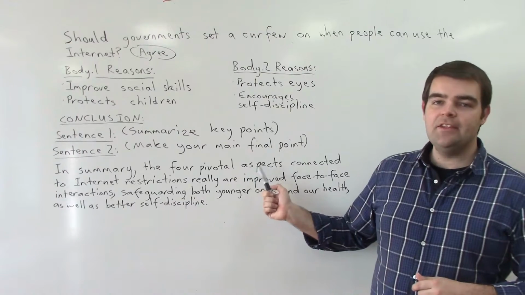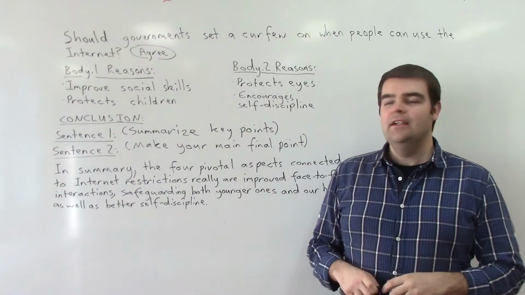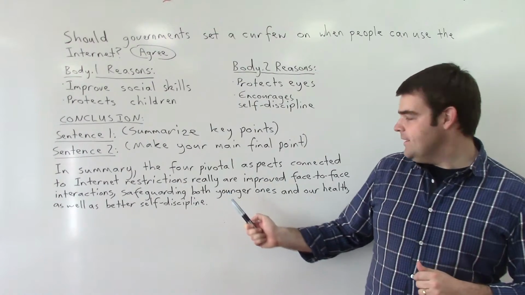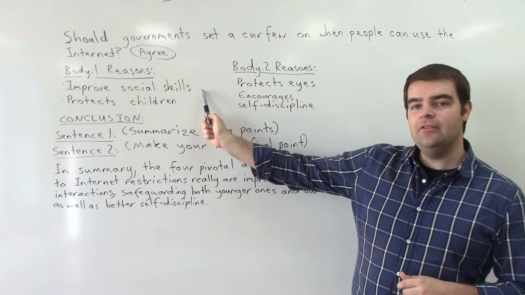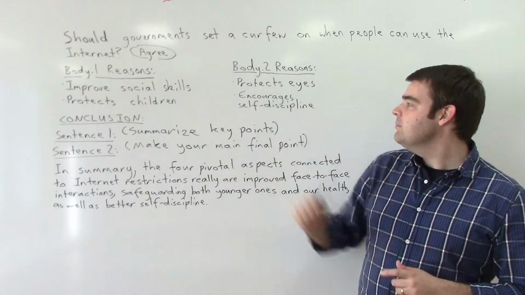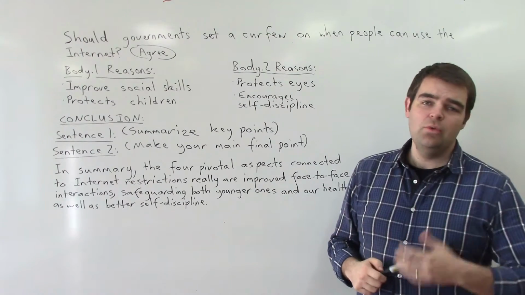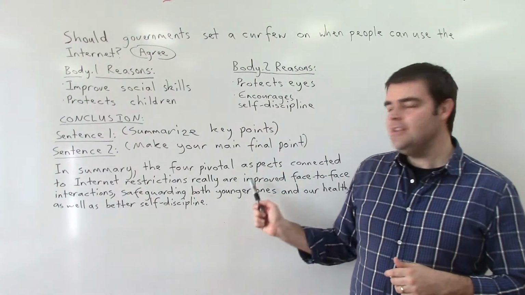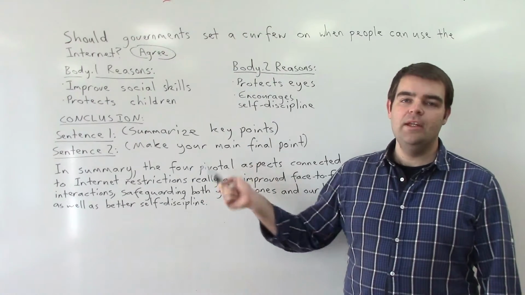And to change words with aspects as well. And another synonym that we can use there is factors, which is better than just saying reasons all the time. So we've got the 4 different points here. The first one, improve face-to-face interactions. So using synonyms here for social skills. And then putting these two together, protecting children and protecting the eyes. Because really we're talking about the same word there, so we don't want to repeat it again. And then finally, finishing off with better self-discipline. So this is saying that in our body, the 2 body paragraphs, these are the things that we explained.